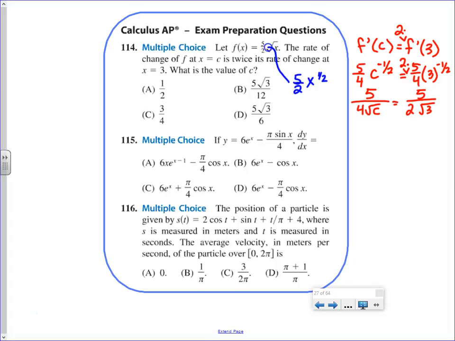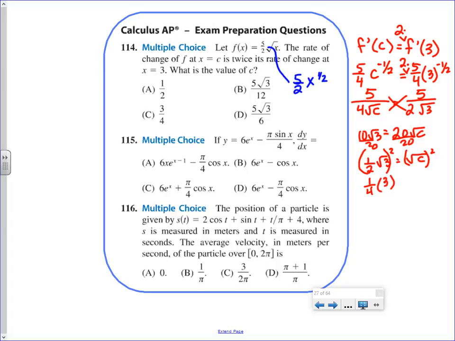Cross multiply, anybody? 10 rad 3 equals 20 rad c. Uh-oh, now what? Right? 5 times 2 is 10 rad 3, and 5 times 4 is 20 rad c. Divide both sides by 10? Divide both sides by 20? Sure, we can do that. So divided by 20, divided by 20, we end up with 1/2 rad 3 equals rad c. And how do we solve for c? And we end up with 1/4 times, what's rad 3 squared?